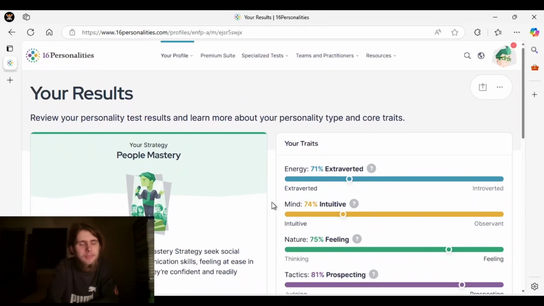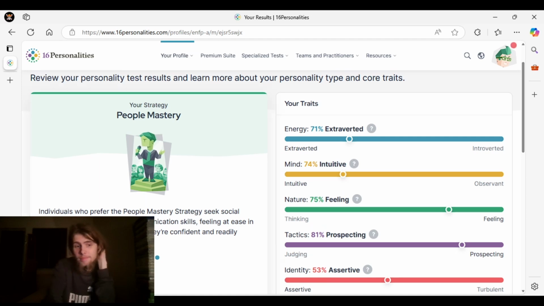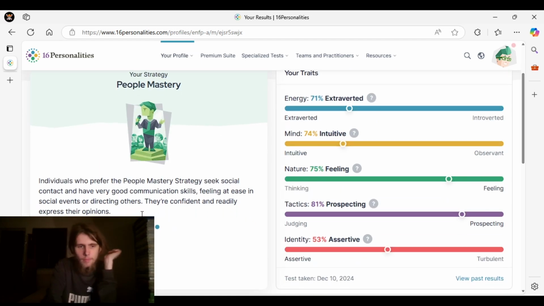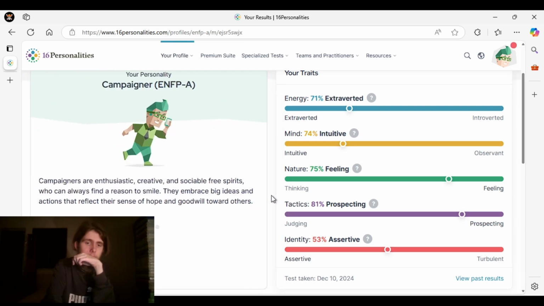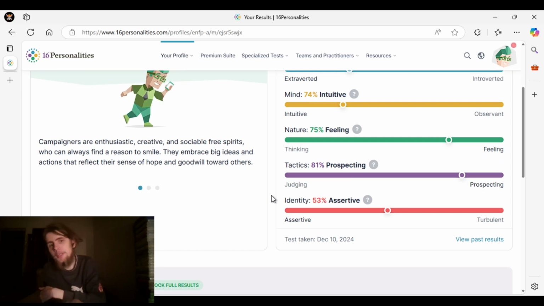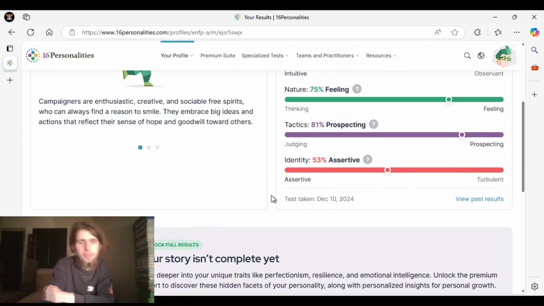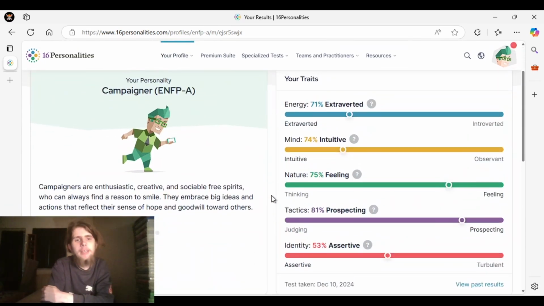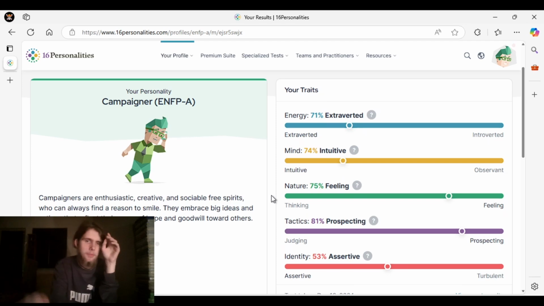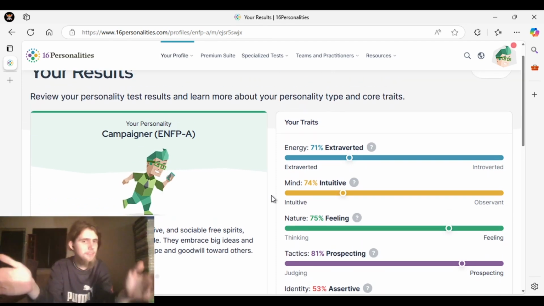Personally, I don't disagree with this at all. I think this is very accurate for the most part. Sure, it's a bit misleading, but that's also because not everyone is the same. That is just a fact.